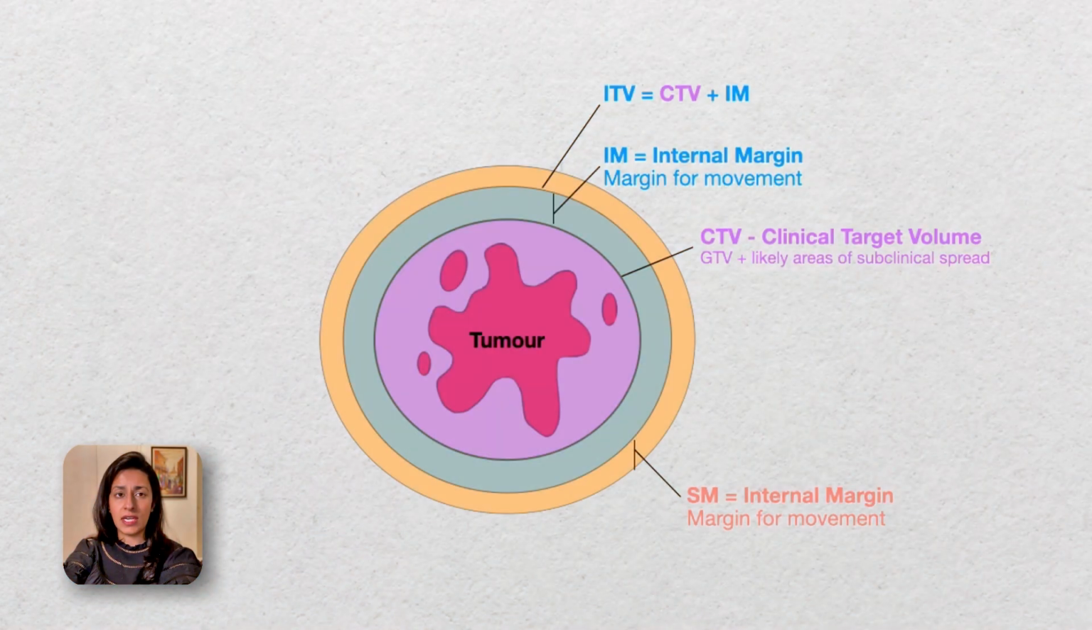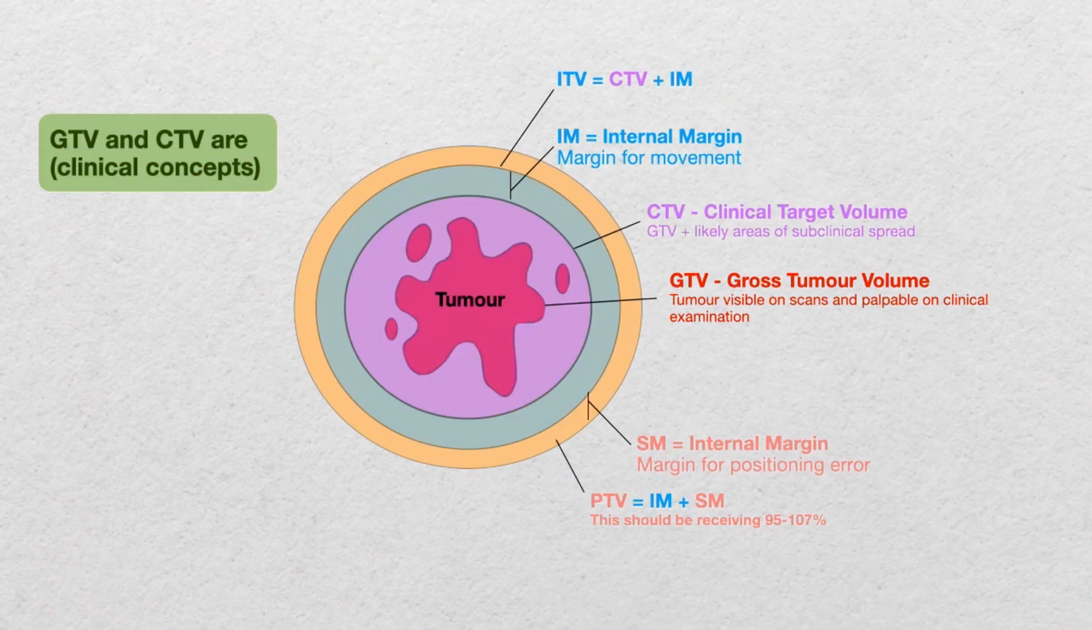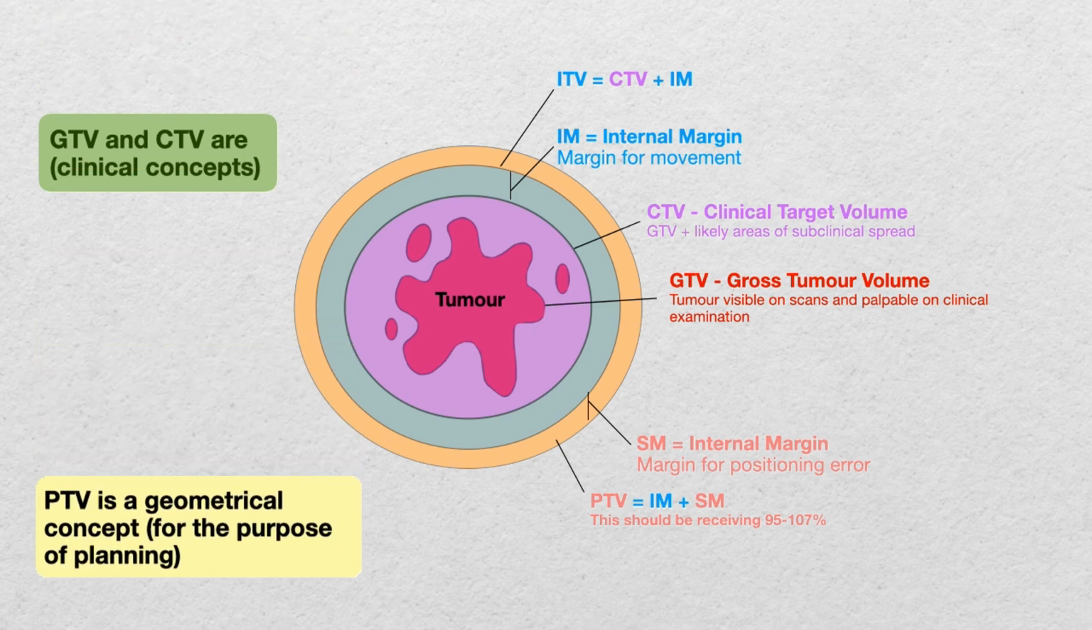The setup margin accounts for uncertainties in the relationship between patient and beams. The PTV is the planning target volume. This is a geometrical margin for setup, error, and organ motion. It's a combination of the internal margin and a setup margin. It's important to know that the GTV and CTV are clinical parameters and the PTV is a geometrical parameter.